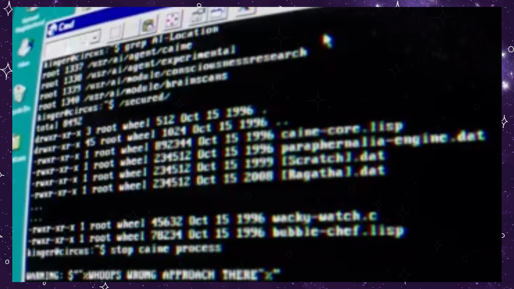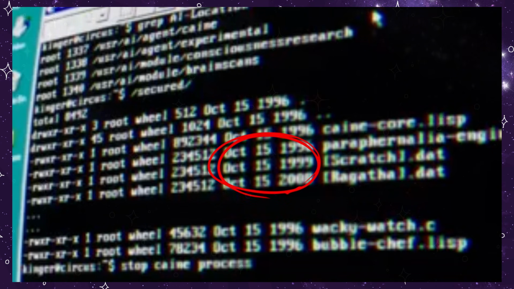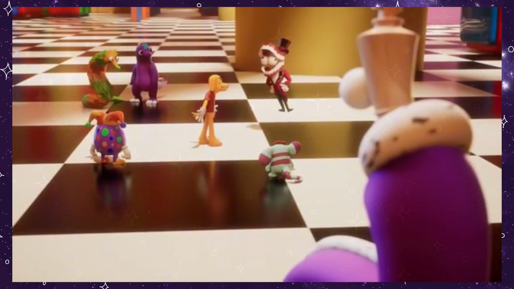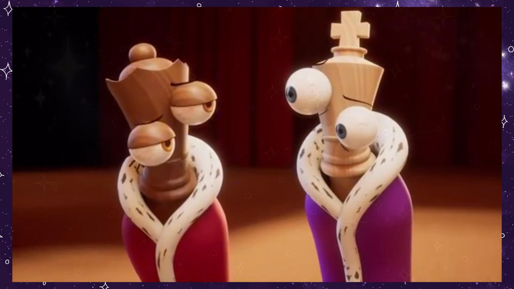So we then see data relating to both Scratch and Ragatha. It seems 3 years after Kane was created, Scratch ended up in the circus. Maybe all those other guys ended up there the same day too, like Kinger, Queenie, and the others, but it's hard to tell because where is their code if they all ended up there the same time Scratch did?